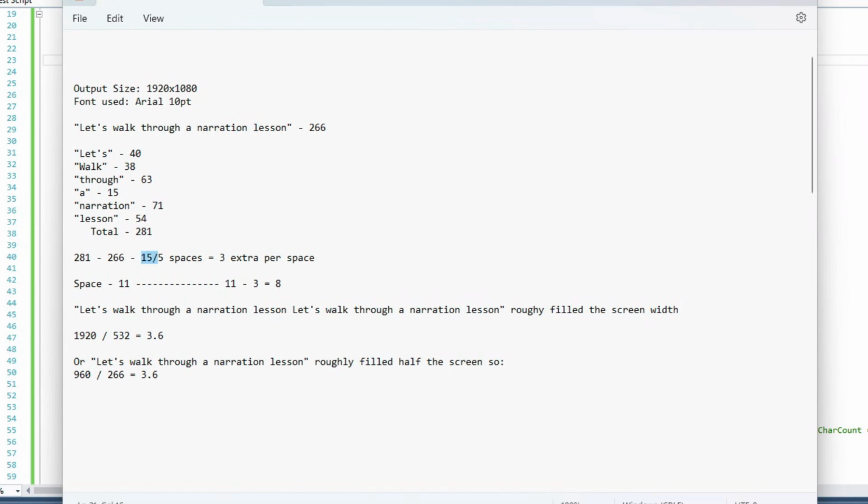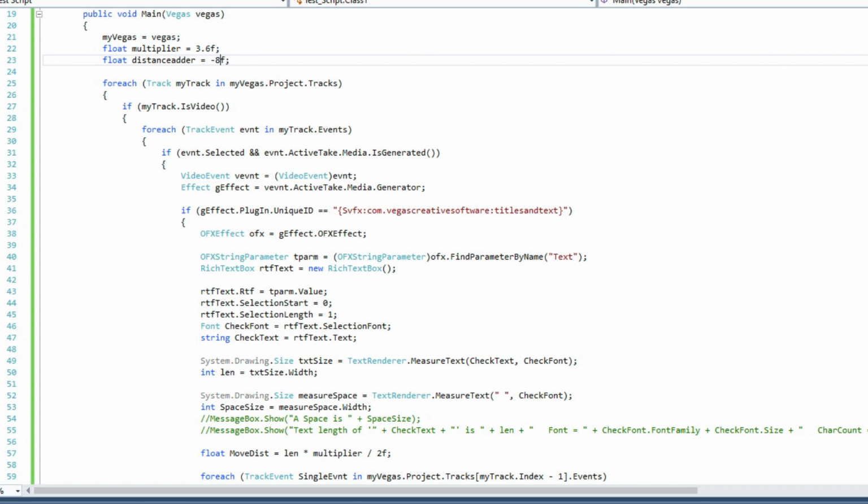So 15 divided by 5 spaces gives us 3 extra per space. So when we looked at the individual ones versus the total sentence, we had 3 extra characters per space. We looked at the size of a space, which was 11. And 11 minus 3 is 8. That's actually where I got my minus 8 from in our parameters. If we look at our parameters here, my distance adder is set to minus 8.